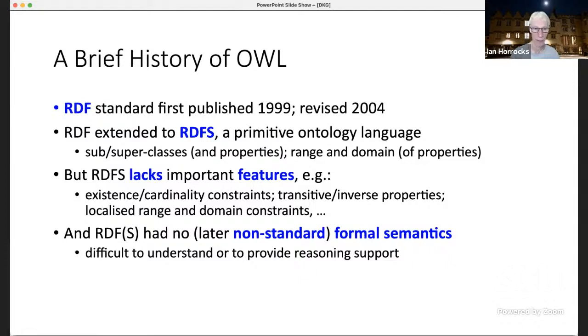And I remember discussions about range and domain in particular as to whether or not multiple ranges and domains should be a union or an intersection or what that could mean at all. Obviously, that was fixed later with a formal semantics for RDF.